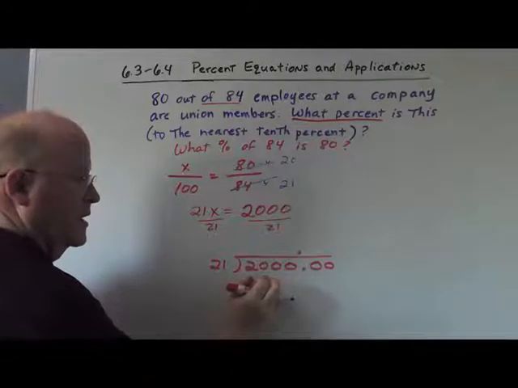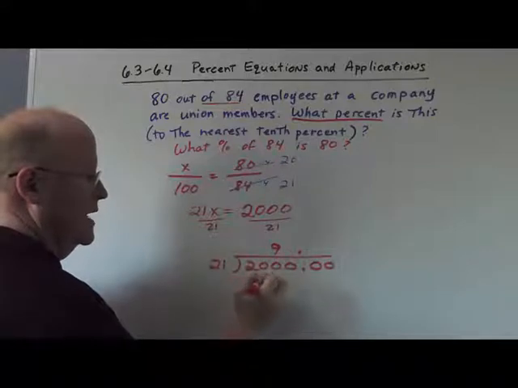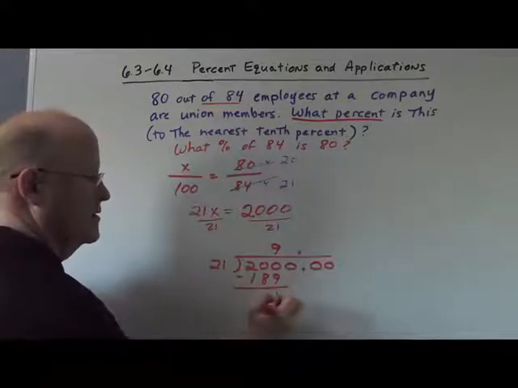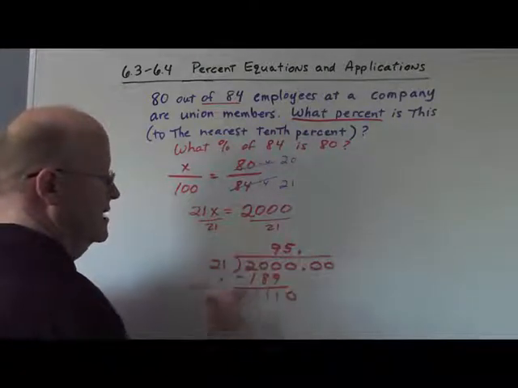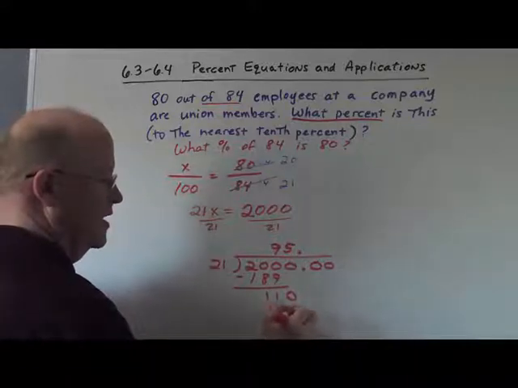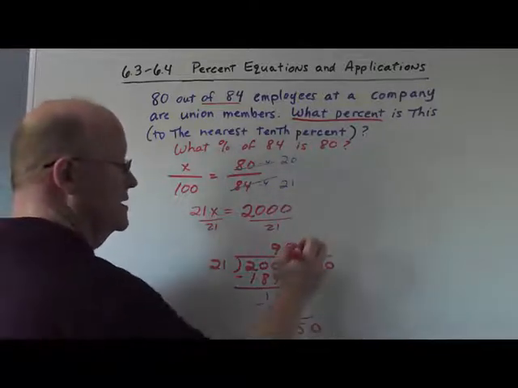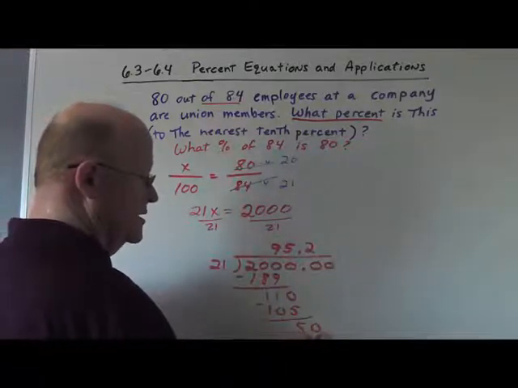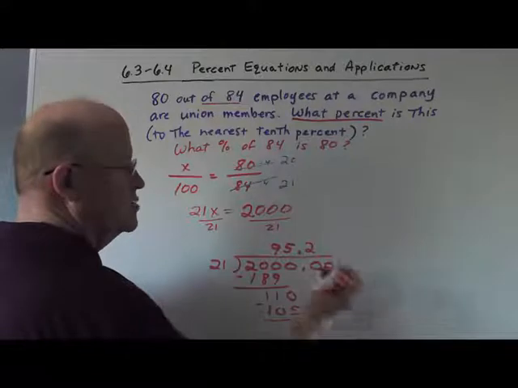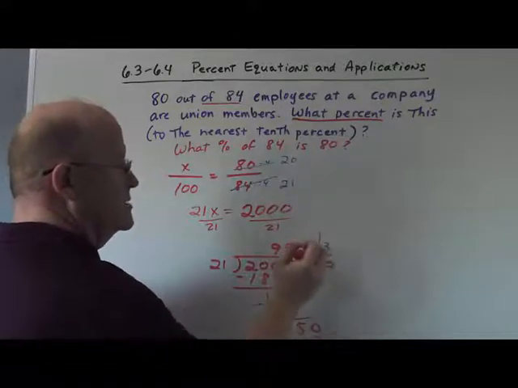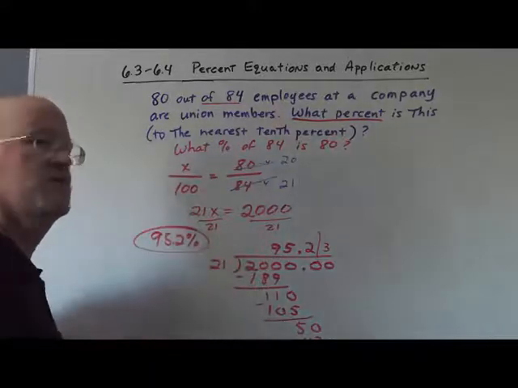21 does not go into 20, but it does go into 200 9 times. That makes 189. Subtract and get 11. Bring down 0. 21 goes into 110 5 times. 5 times 21 is 105. Subtract and get 5. Bring down a 0. 21 goes into 50 2 times. Subtract and get 42. Bring down the 8 and the 0. That goes in 3 times, which tells us we're going to be rounding down, and so 95.2% would be our answer to the nearest tenth.